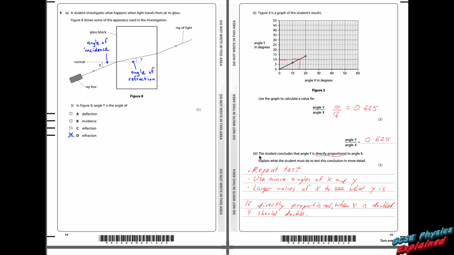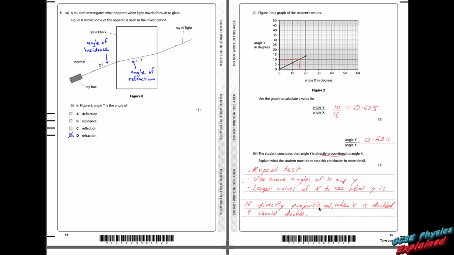Part 3. The student concludes that angle Y is directly proportional to angle X. Explain what the student must do to test this conclusion in more detail. Well, look, they haven't got enough results really, have they? So if they repeat the test, use more angles of X and Y. So remember, they're changing X on purpose to see what Y comes out as. So if we use larger values of X to see what Y is, that'll be great. We'll have a lot more data on our table.